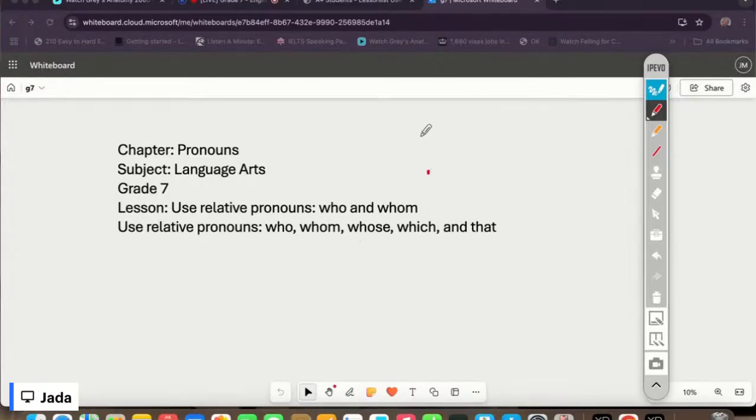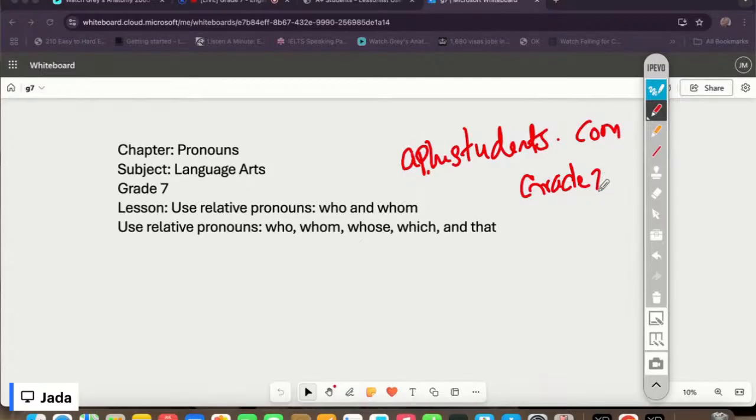Today we will finish up our lesson under the pronouns. We've had different classes under pronouns, so today we'll finish the two lessons left. First you have to log in using aplusstudent.com. Click on Move On to Language at grade 7. Chapter is Pronouns. The lesson will be Use relative pronouns who and whom, and use relative pronouns who, whom, whose, which, and that.